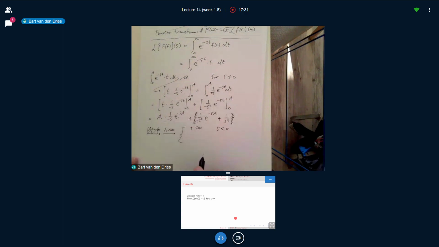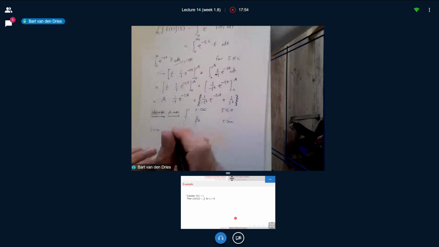This blows up. If s is bigger than 0, then this will go to 0. Even though I multiply with a here, which goes to infinity, the exponent will win. It goes to 0. This goes to 0, so I get 1 over s squared. The only case that I have to consider yet is the case that s is equal to 0.